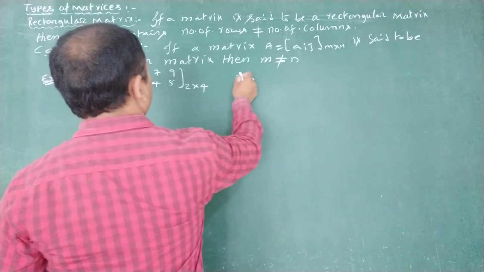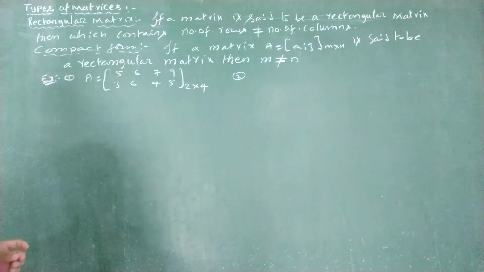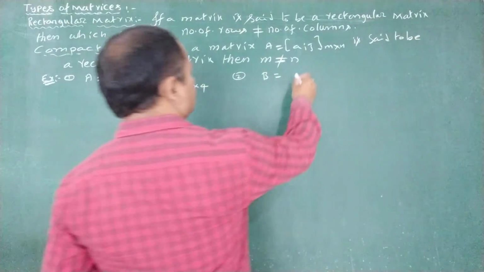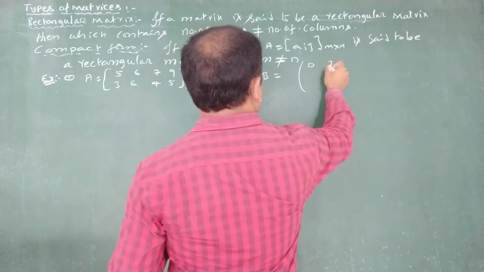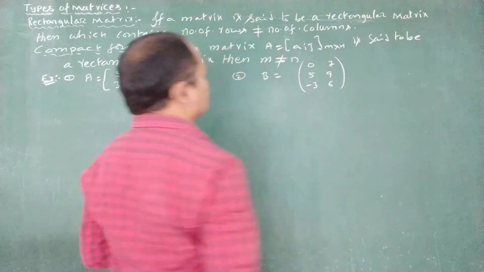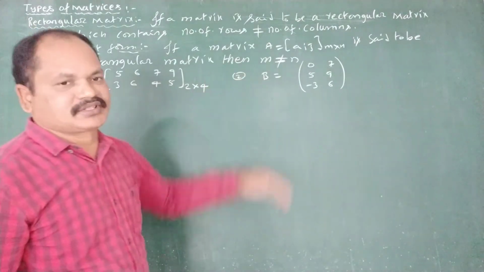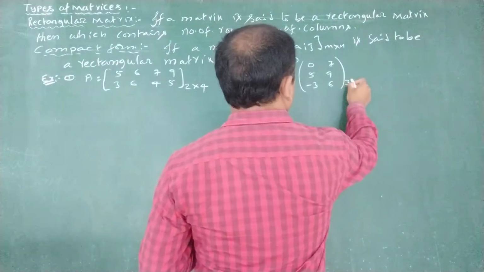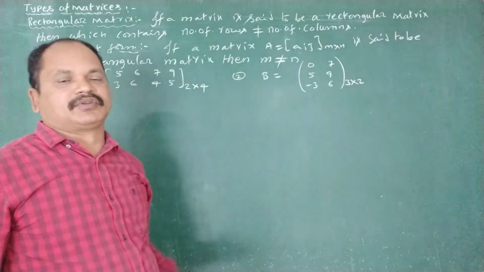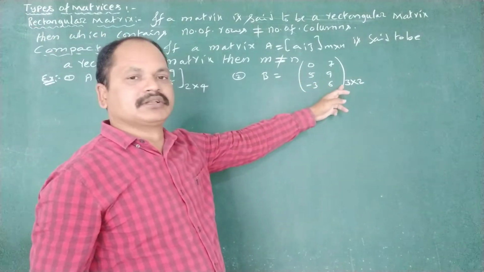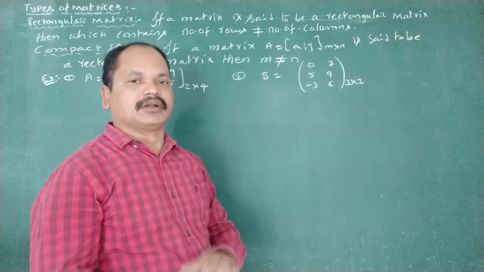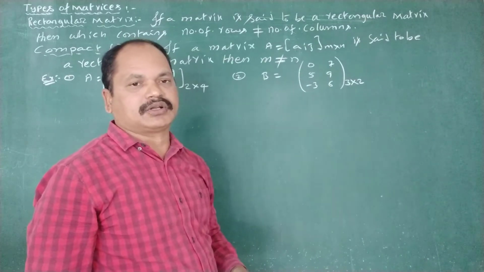One more example. Example 2, that is B taken as a matrix, then it represents 0, 7, 5, 9, minus 3, 6. It contains 3 rows and 2 columns, a 3 by 2 matrix. That's why this is another example of a rectangular matrix, since the number of rows is 3 and the number of columns is 2. The number of rows is not equal to the number of columns, that's why it is called a rectangular matrix.